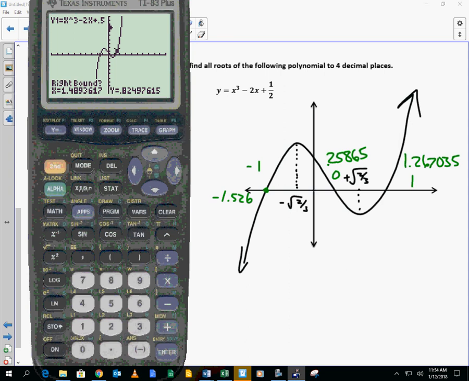Or you said that you wanted a guess of 1, right? So I've moved somewhere past that. And you can even type in, you can say 1 for a guess, and it will start at 1. You can see it comes up 1.267035, exactly like we had. So your calculator uses Newton's method every time it does that. And that's what I want you to understand.